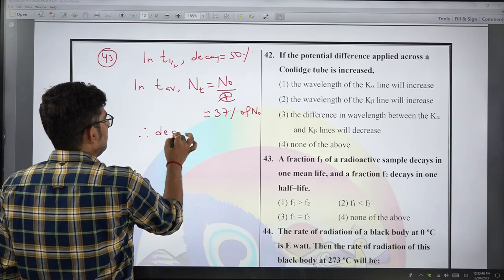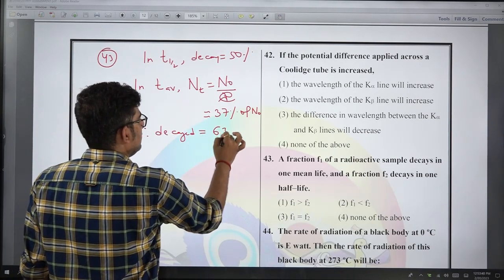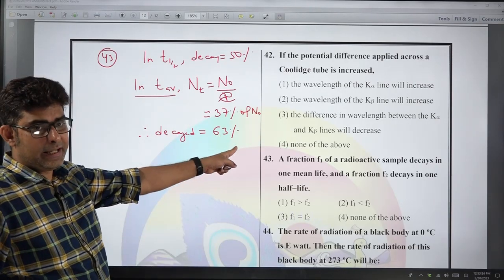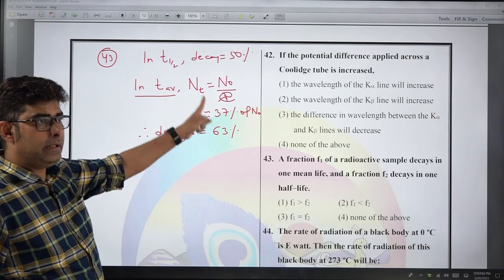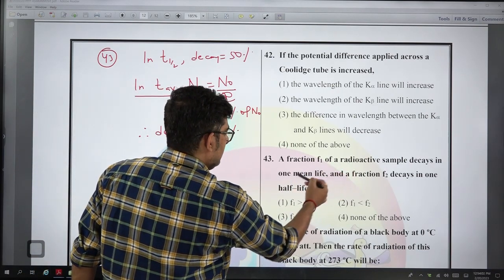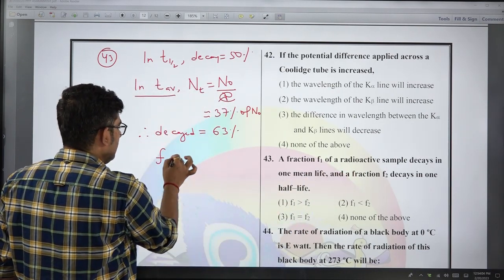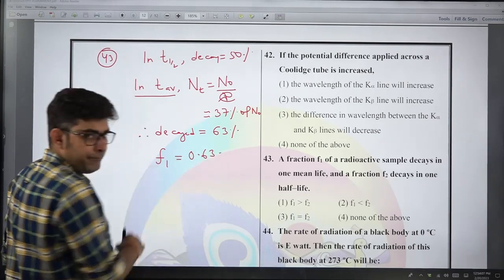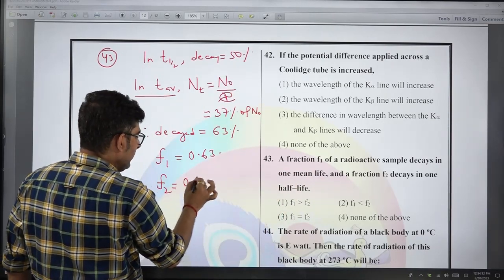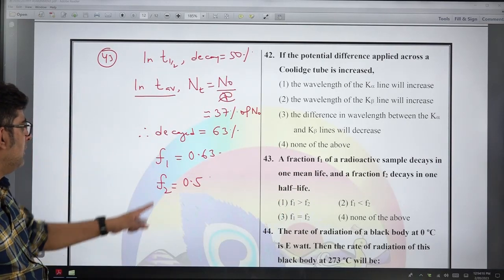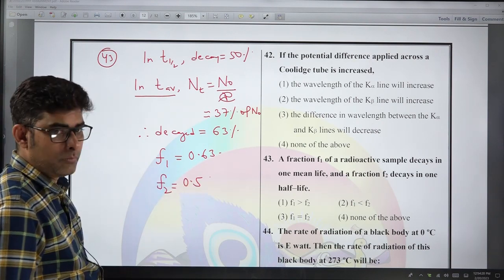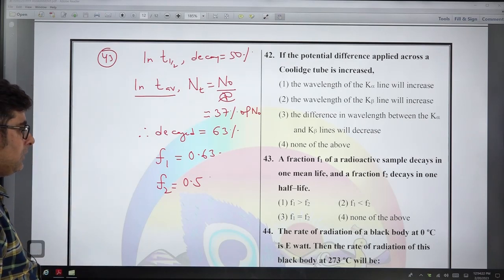Therefore decayed is how much? 63%. So in average life, 63% decays, and in half life, 50% decays. They are saying fraction F1 decays in 1 mean life, so F1 is 0.63, and F2 is the fraction that has decayed in 1 half life, 50%, means 0.5. Which value is more? F1, 0.63. Clear? Now come to the next one.